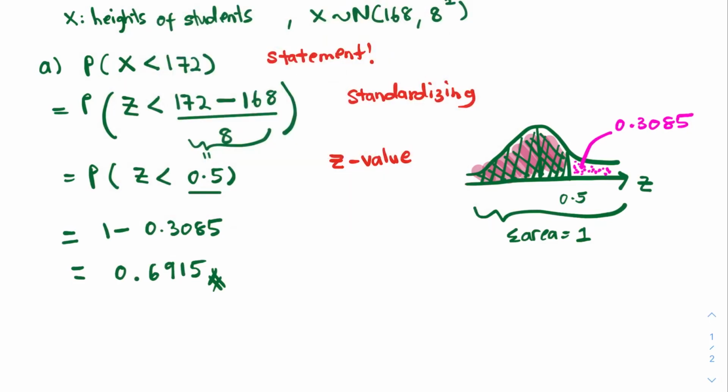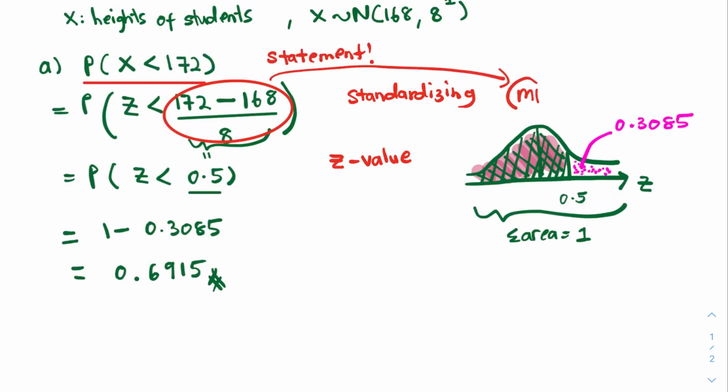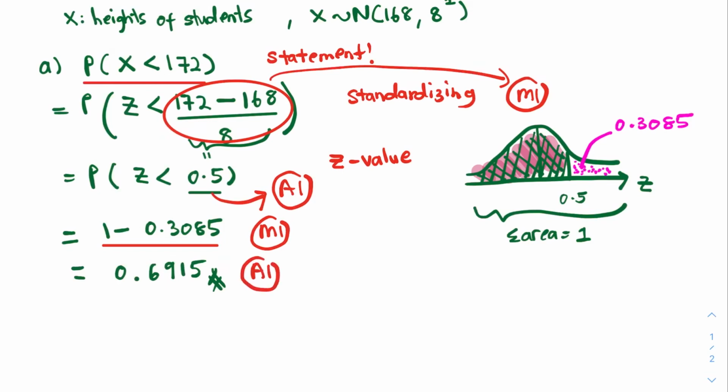If I'm going to give you marks, first thing first, I'm going to see if you got your statement. Sometimes this one will be given a mark, but sometimes it is not. But the most crucial part is your standardizing. This standardizing will give you M1, your method. Then your answer, the Z value, usually A1. And when you know how to find this, usually M1, and this is A1.